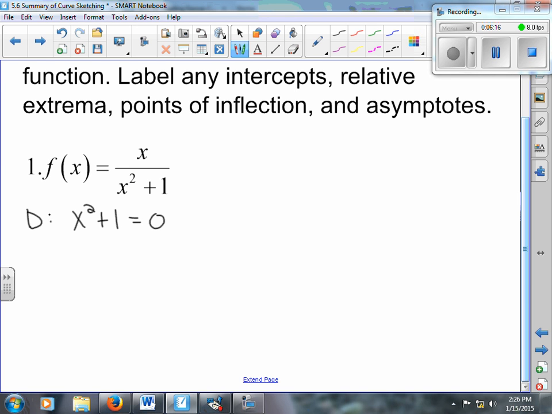This is not going to equal 0. How do I know that? Because I'm going to take a number, square it, and then add 1. No way does that get to be 0.